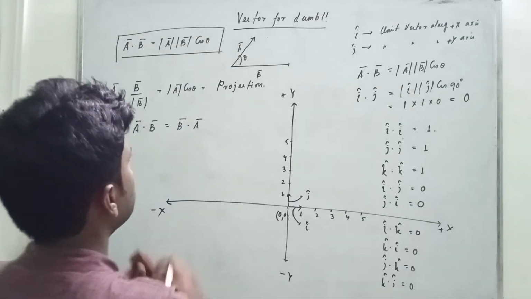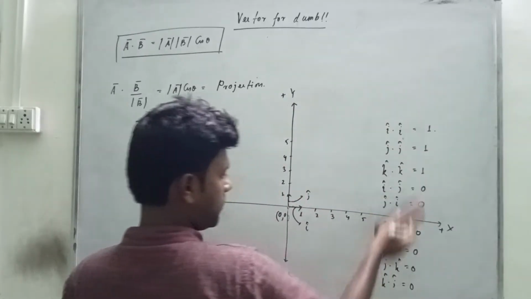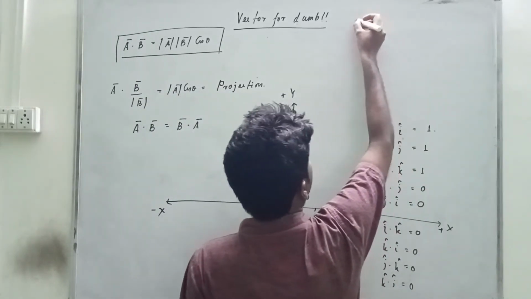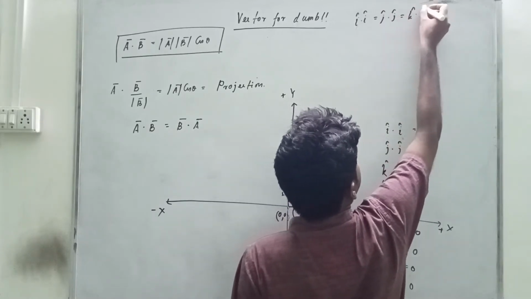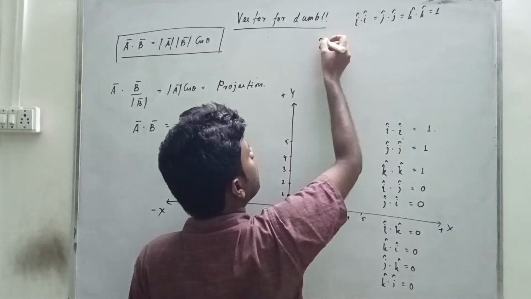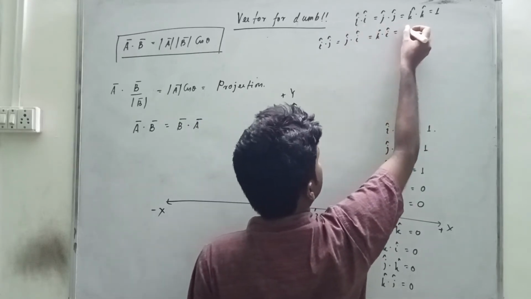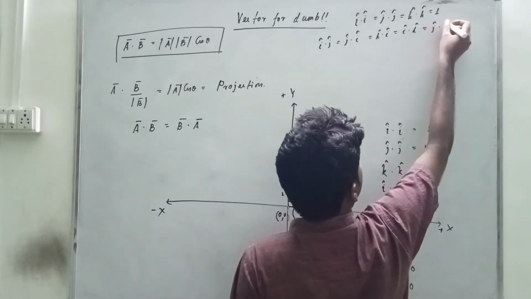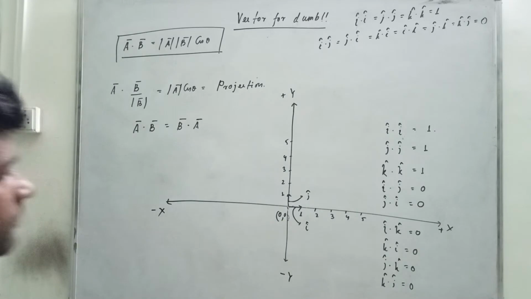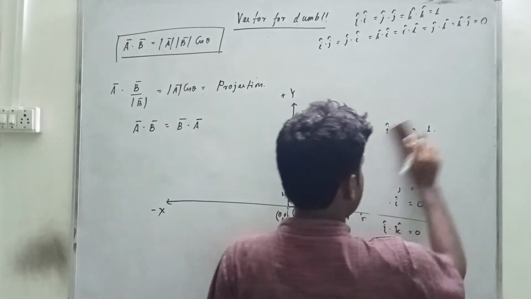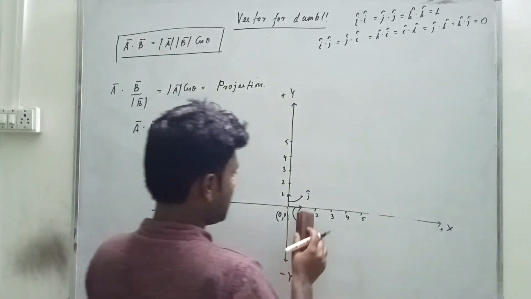Now I just erase this figure, and I write this type of thing: i dot i equals j dot j equals k dot k goes to 1, and i dot j equals j dot i equals k dot i equals i dot k equals j dot k equals k dot j goes to 0, right? Okay, so these are just the findings.